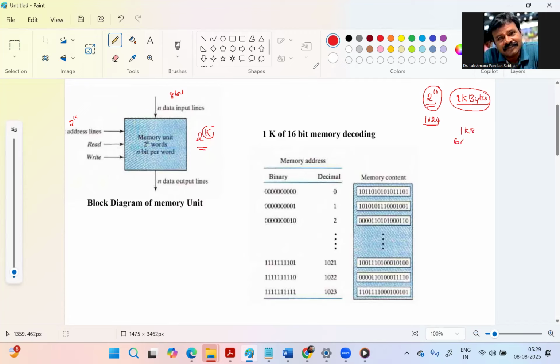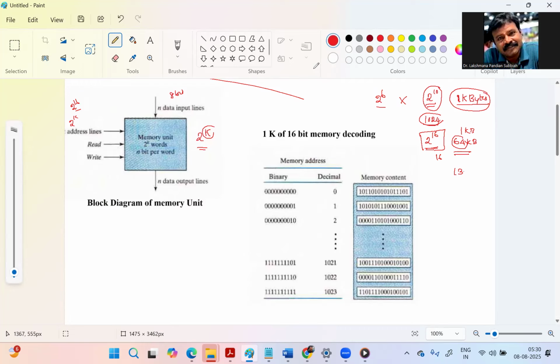If you have a 64 KB memory, 64 kilobyte means 2 power 6 into 2 power 10, because 2 power 6 is 64 and 1024 is 1 kilo. So that is 2 power 16. Then a 16-bit address line is required for 64 kilobyte.